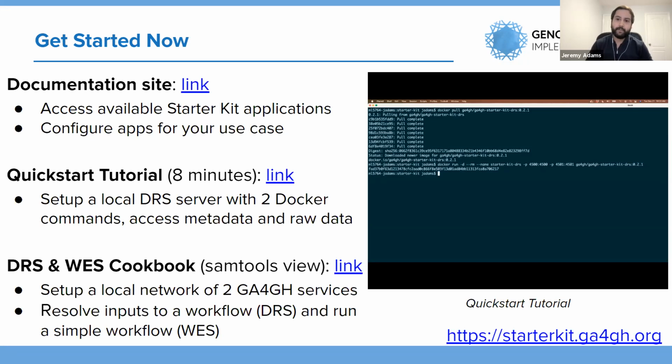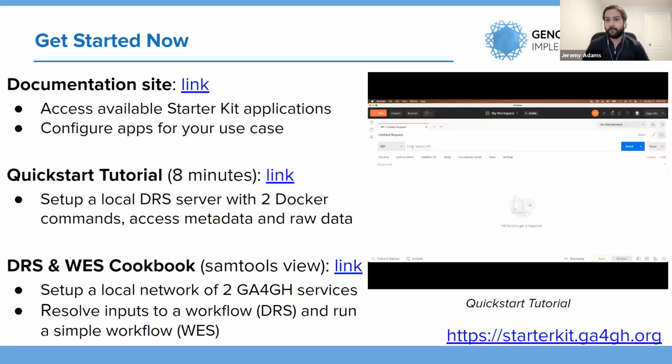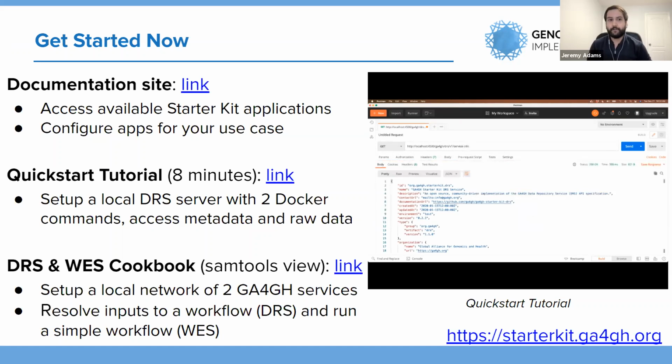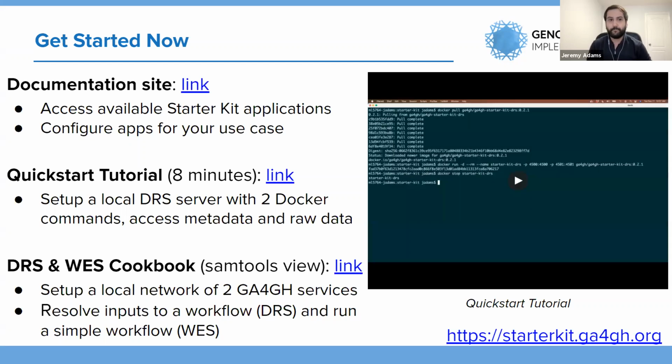We also have a more complicated cookbook section, which provides interactive demos for more complex tasks involving multiple GA4GH APIs. Basically how this works, the tutorials get you to set up a local network on your machine and then execute API calls to each server in the network to accomplish a demo use case. The current cookbook gets you to run a simple workflow to count the number of reads in a BAM file using calls to the GA4GH Workflow Execution Service, or WES API, using DRS to keep track of input file locations and do the file location resolution for you.